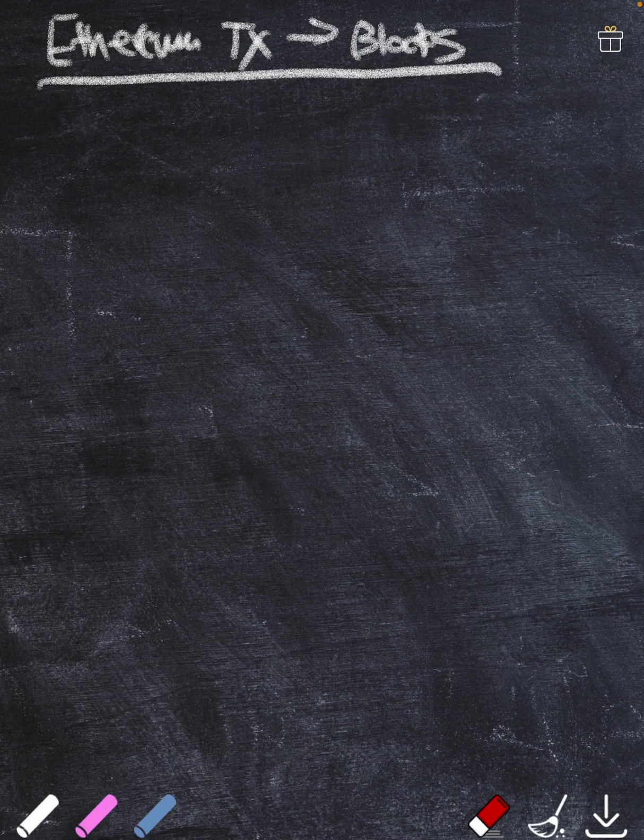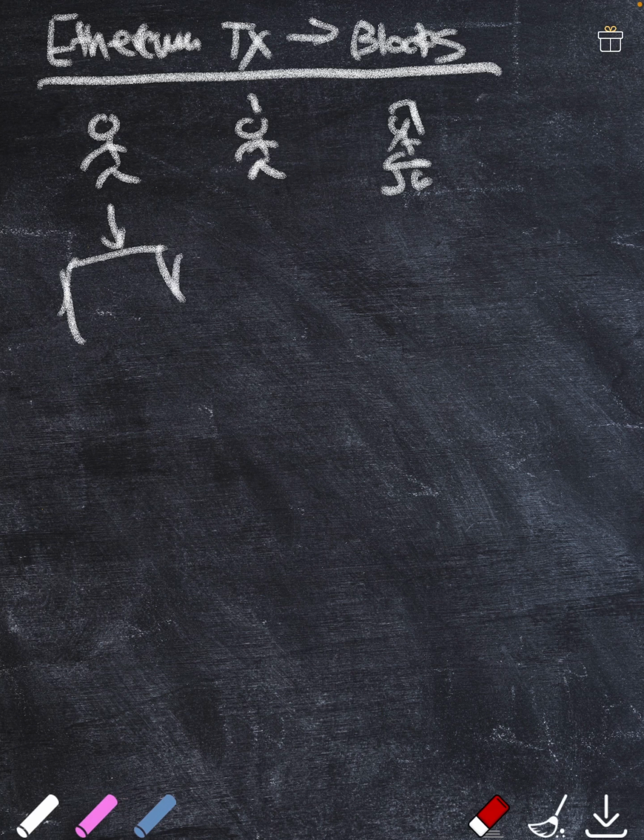All right, this is going to be a quick talk on Ethereum and how transactions are converted into blocks. So we're going to have 3 people who have accounts on the Ethereum network, and they all want to do something on the Ethereum mainnet. So they submit transactions.